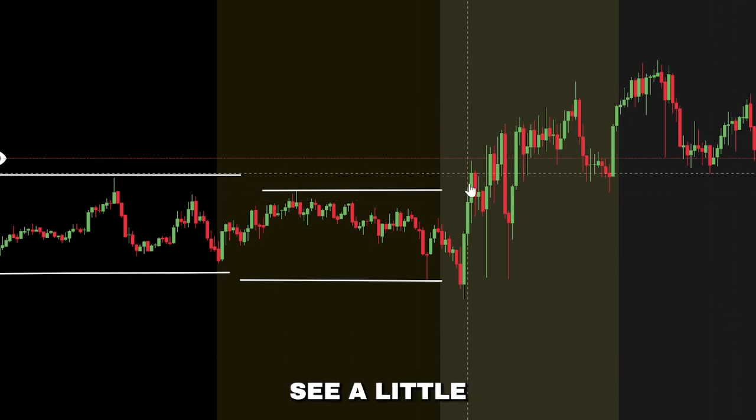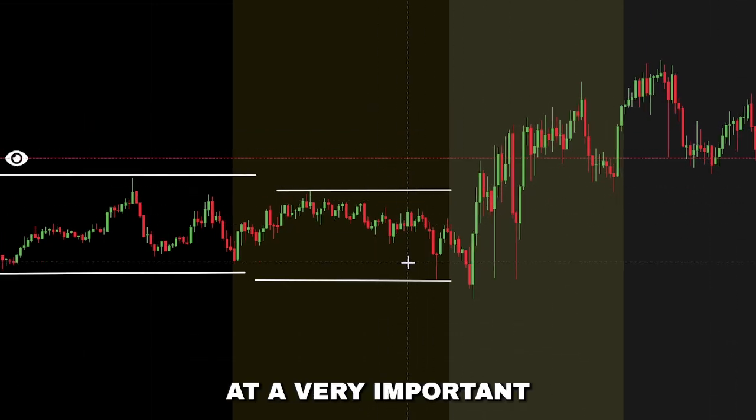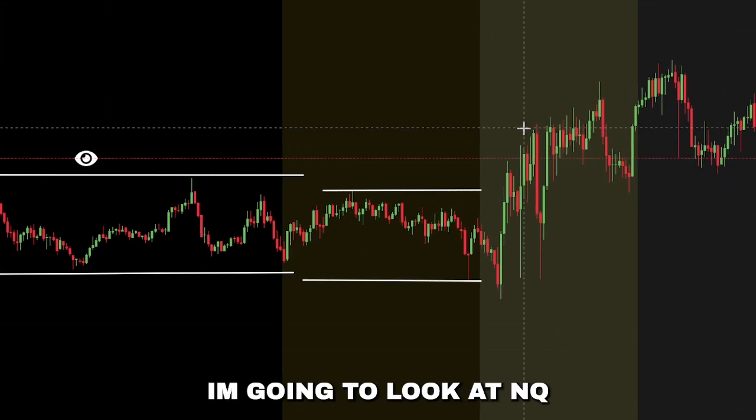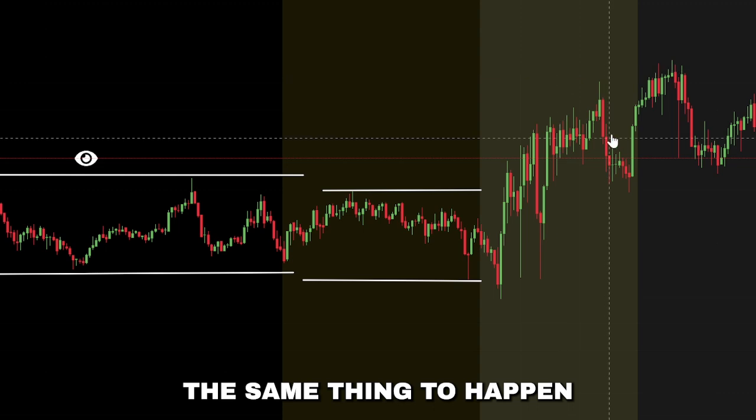Now we might see a little rejection right here because we're at a very important liquidity level, but overall if I see ES keep on moving higher, I'm going to look at NQ and expect the same thing to happen.